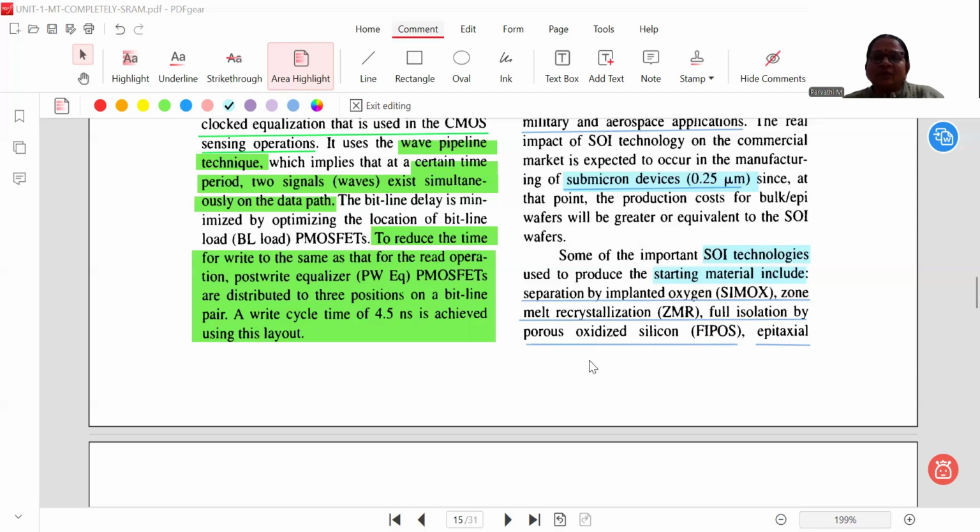Then full isolation by porous oxidized silicon. This is another technique that is incorporated in SOI. In the silicon there is again a kind of material, like full isolation using porous oxidized silicon. That oxidized silicon has some porosity, such that wherever it is required to incorporate between the layered components, it is easily absorbable with the base substrate and other materials. That's why full isolation using porous oxidized silicon is another technique.